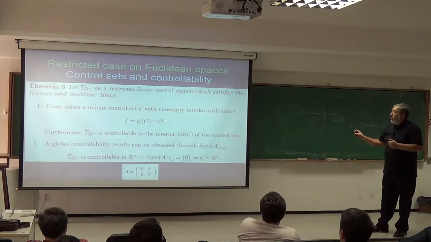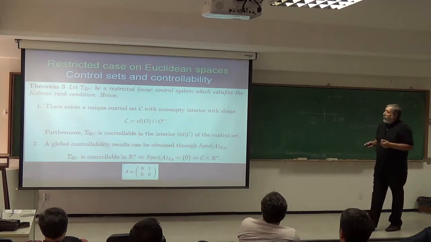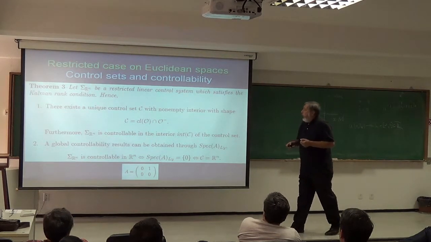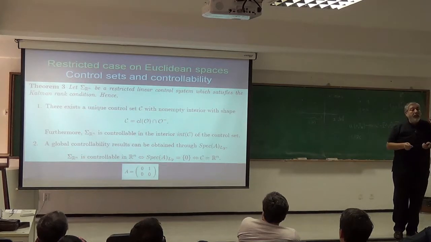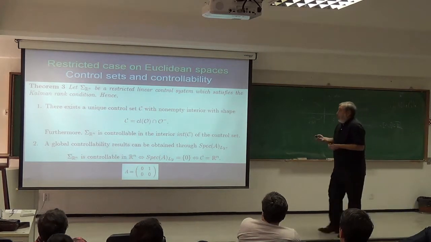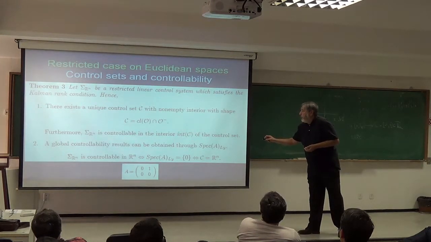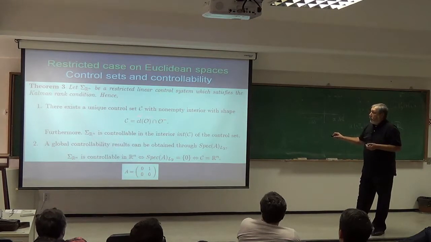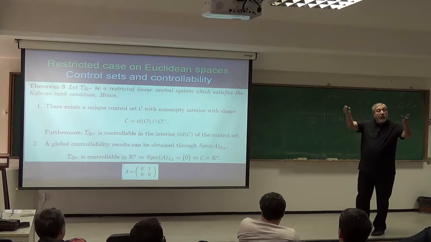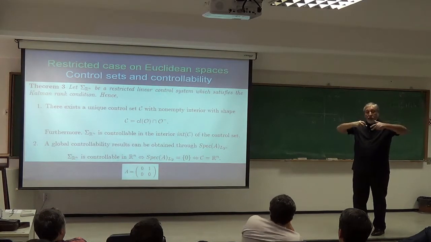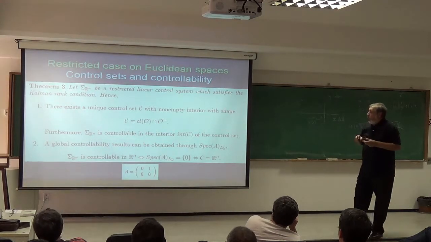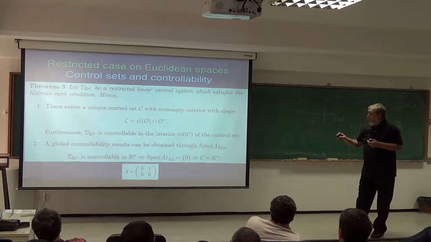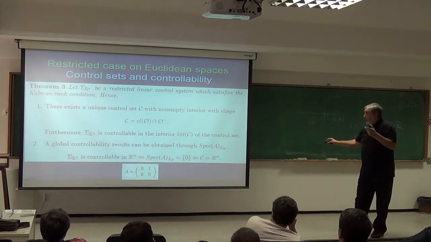But what happens when you are in the restricted case? In the restricted case, we have this theorem. When the system satisfies the Lie condition or the Kalman condition, meaning B and so on generate all the space, in that case it is a necessary condition. You have that there exists only one control set, which is given by the closure of the positive orbit intersected with the negative orbit. Negative orbit means all the elements that you can transport to the origin with the system, right? In a special case, you have a global controllability result. You see, this is for the restricted case.